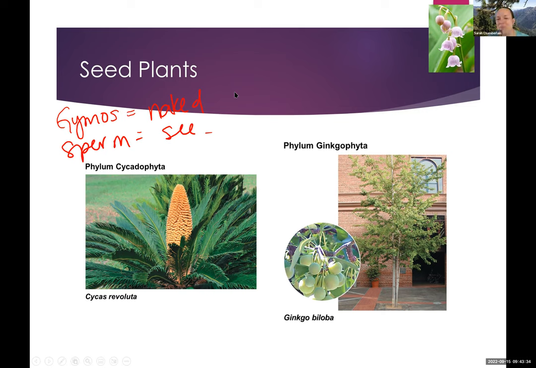So the gymnosperms include the conifers. We've already talked about that group. Those are our plants with cones, like pine trees, cypresses and cedars. Anybody with a woody cone is in that group. Then we have cycads, phylum Cycadophyta, a really interesting group because they don't look anything like a pine tree. Superficially, it looks more like a palm tree than a pine tree. But it is also a naked-seeded plant, so it's also a gymnosperm.